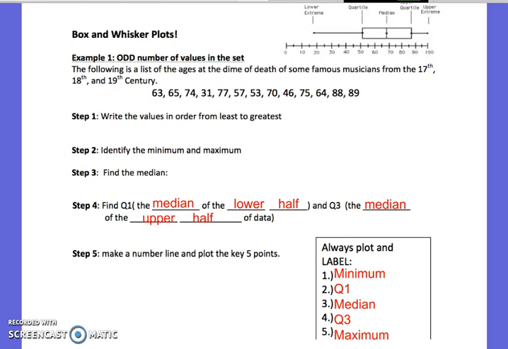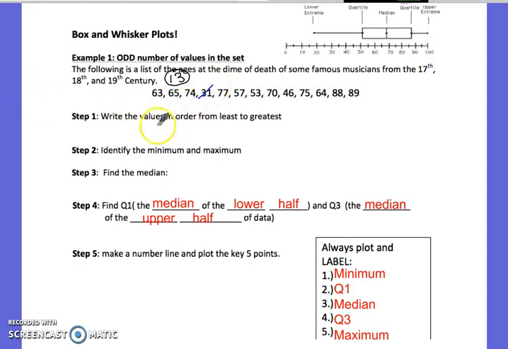Now we're going to talk about box and whisker plots. The following I have here is a list of ages at the time of death of some famous musicians from the 17th, 18th, and 19th century. The first thing that we need to do with these ages is put them in order from least to greatest. When I'm putting them in order, I always like to cross off the numbers once I've used them. I'm going to count. There's 1, 2, 3, 4, 5, 6, 7, 8, 9, 10, 11, 12, 13 values. When I put them in order from least to greatest, I need to end up with 13 values.